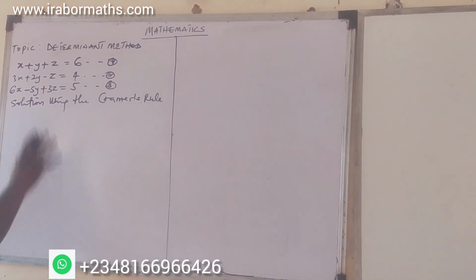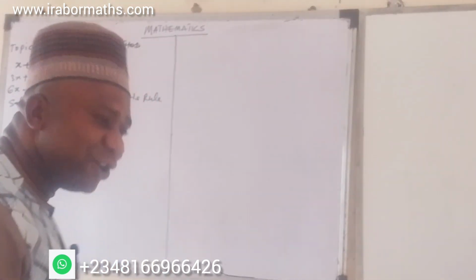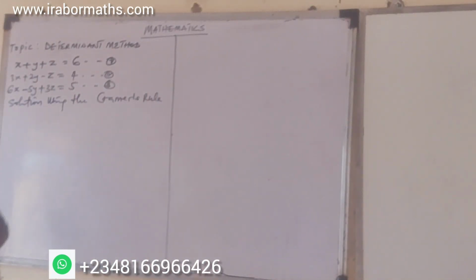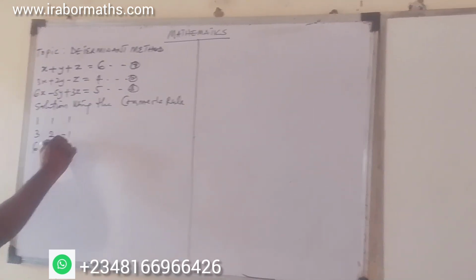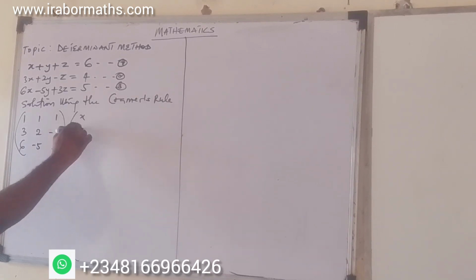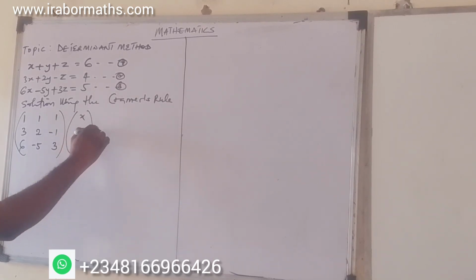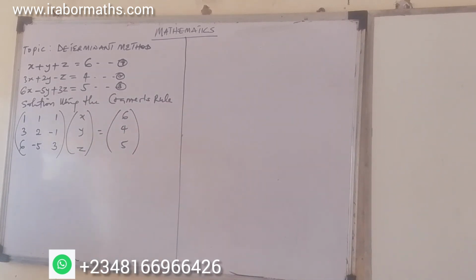Now, the first step is to arrange the coefficients, just like we did in the case of the inverse matrix method, arranging the coefficients of x, y, and z. Here the coefficient of x is 1, here we have 3, we have 6. Here we have 1, we have 2, here we have minus 5. Here we have 1, we have minus 1, and we have 3. Then x, y, and z is equal to 6, 4, and 5.